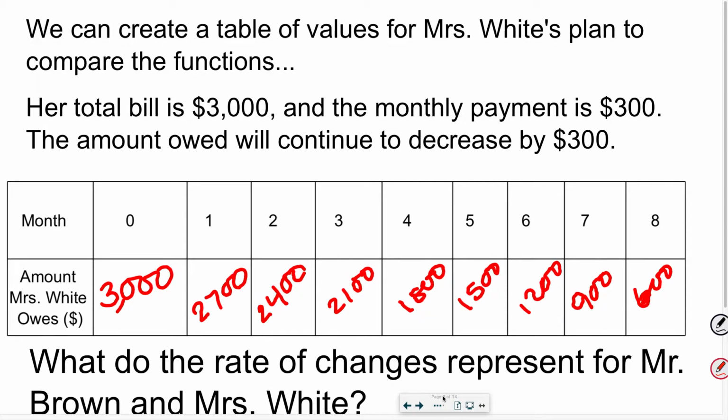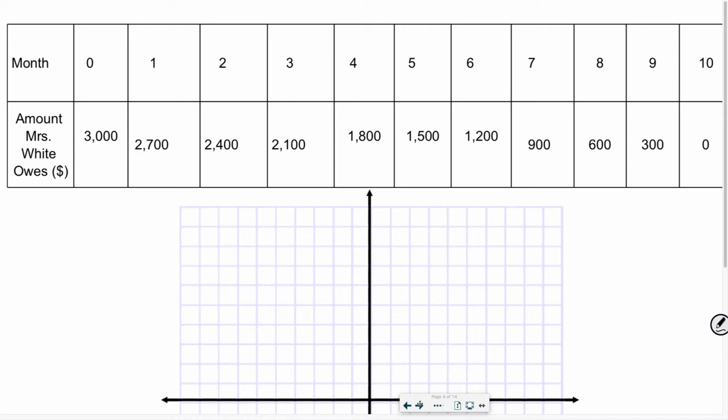All right, we already talked about the rates of change. We already talked about what the rate of change represents for each of them. For both of them, what does the rate of change represent in the context of this scenario? Paying off her car. Yes, it's the monthly payment to pay off the car. Now we're going to take Mrs. White and her payment plan and graph it. How can we graph this?